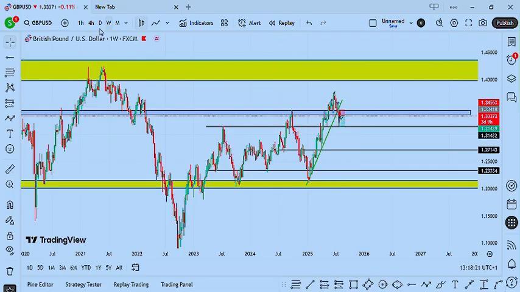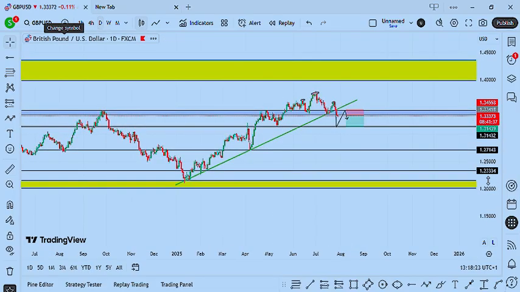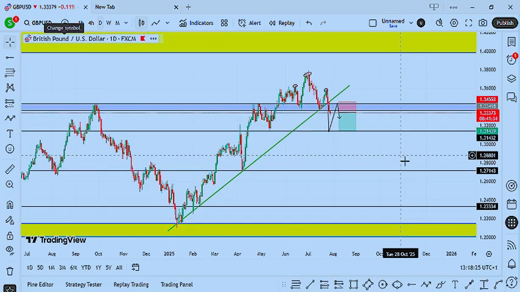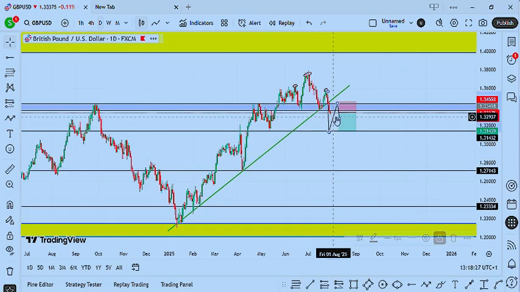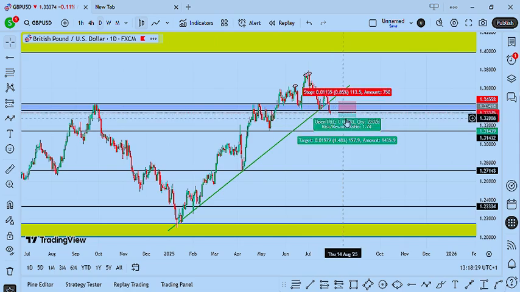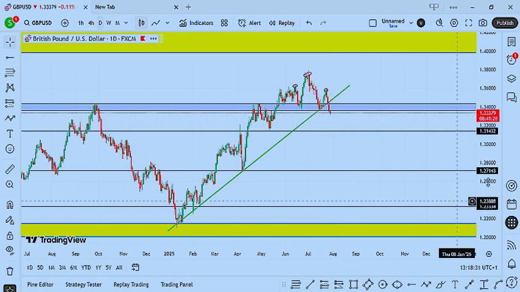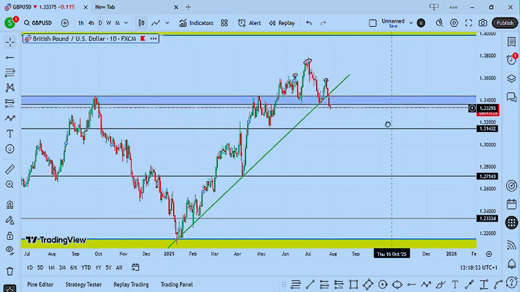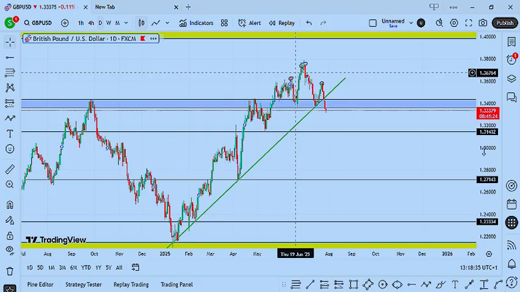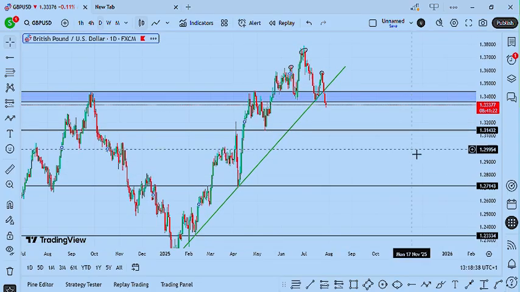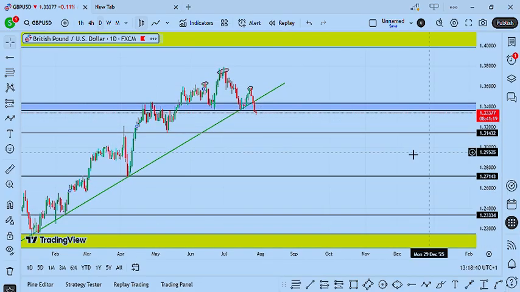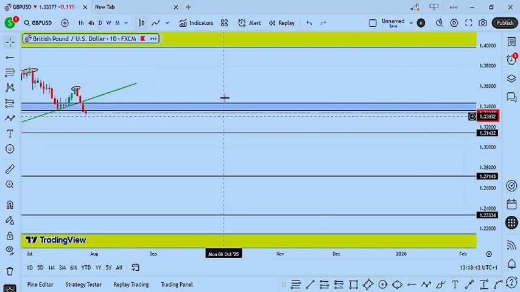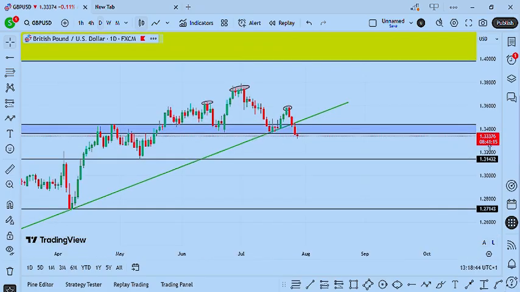And if you go on the daily time frame right now, let me delete this. There's a reversal pattern here that I spotted on the British pounds. You'll see this is a left. Zoom out.